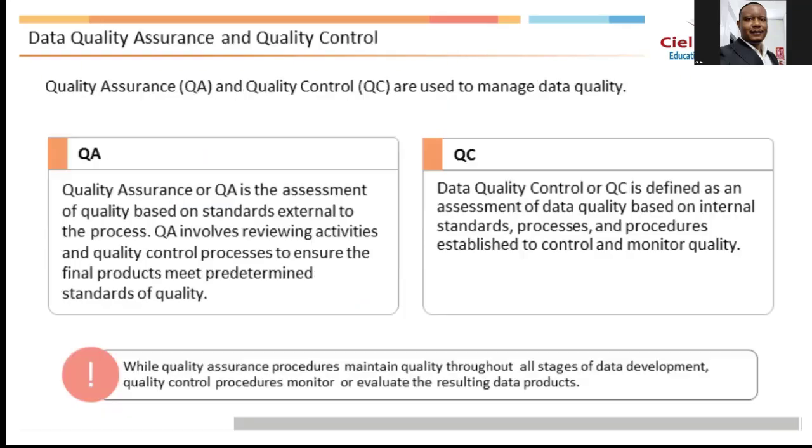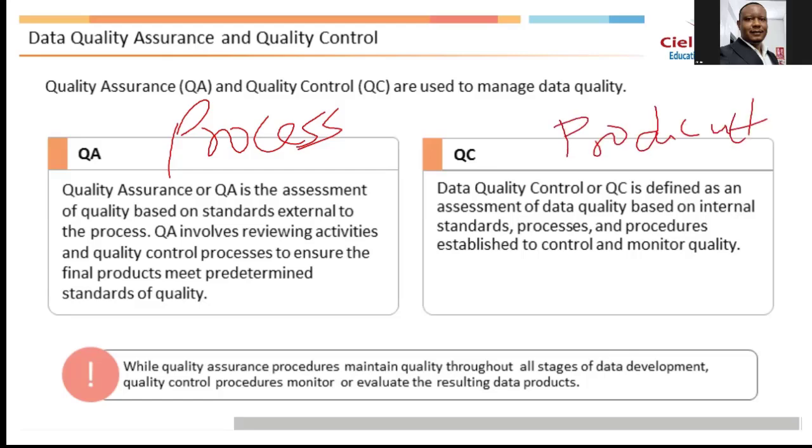And in data quality, there are two major things we do. You can do quality assurance as well as quality control. Quality assurance focuses on the process, while quality control focuses on the product, meaning that as much as possible, we need to assess all the processes. That's why we say it is the assessment of the quality based on standards external to the process. All the processes that are involved in data management, you need to be sure that they are consistent and being followed through.